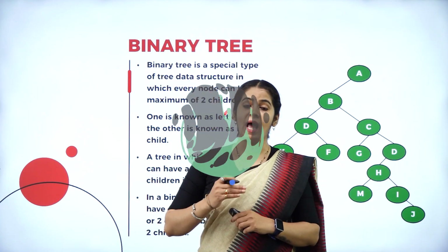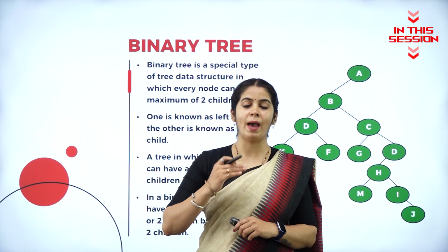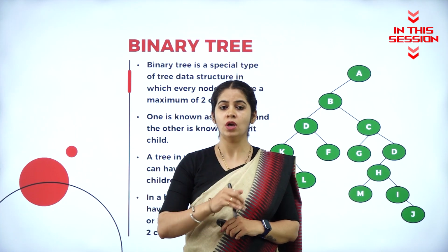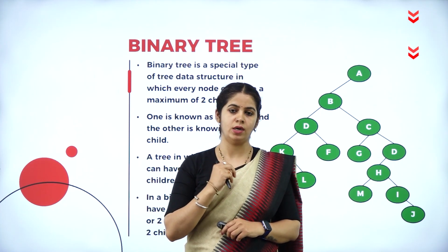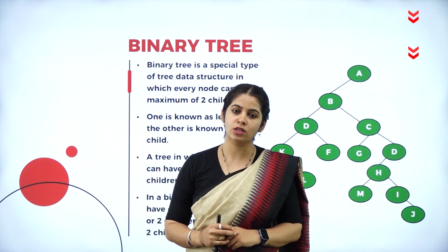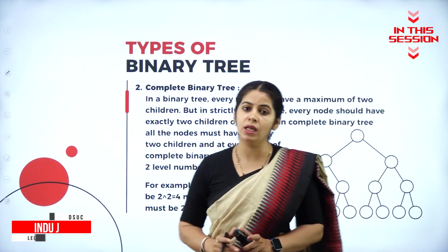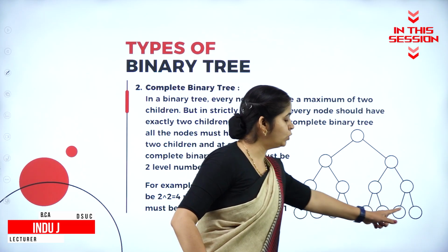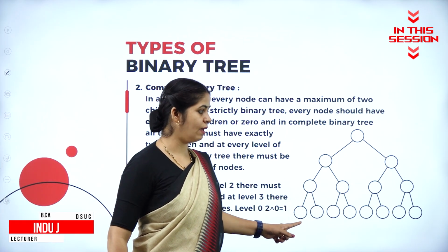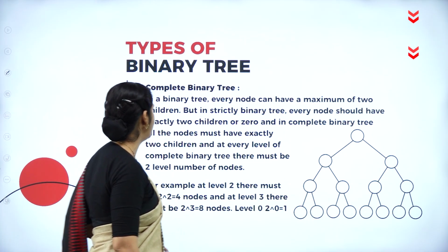The tree that has at most, or the maximum we can say, at most only two children, such type of tree is called a binary tree. When it comes to the complete binary tree, all the leaf nodes should be at the same level. That is called a complete binary tree.